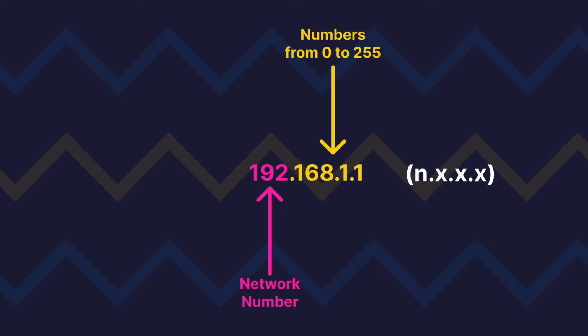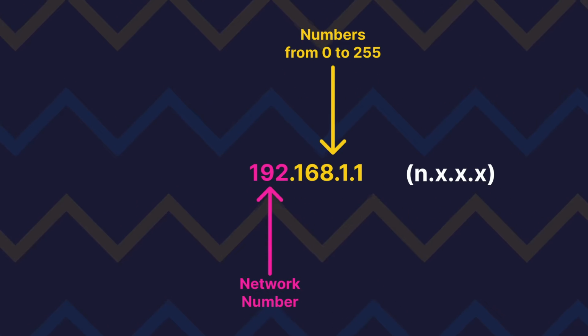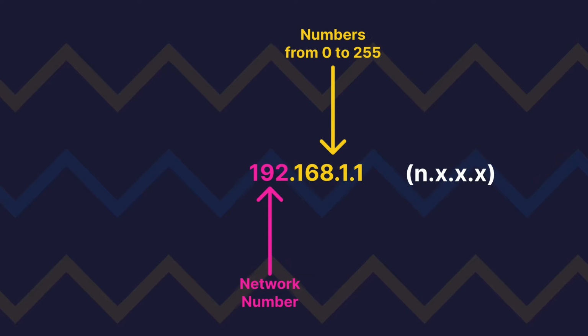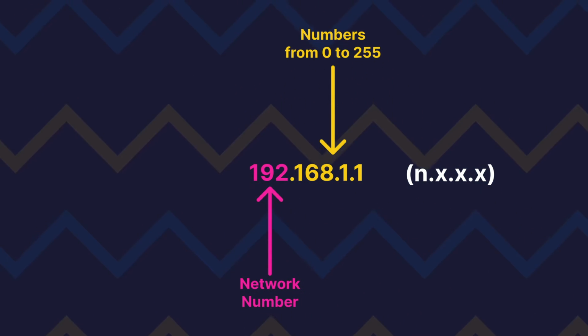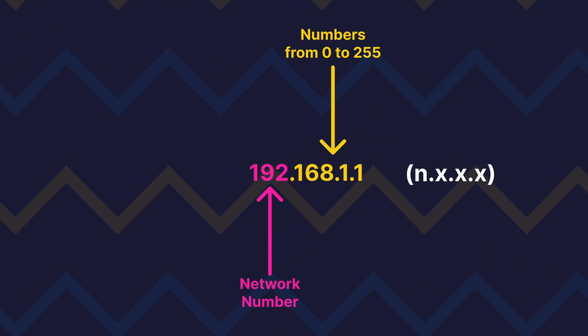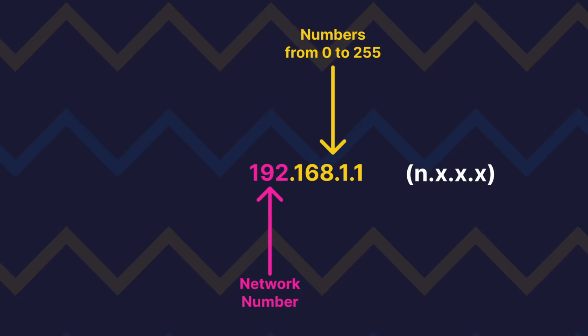Okay, so now let's illustrate what an IP address looks like. An IP address has a number in the first part indicating the network number, which can be represented by an N in this case, and then followed by three numbers which each of them can vary from 0 to 255. And we can represent these numbers using an X. So we format the IP as n.x.x.x. So 3 X's and 1 N.